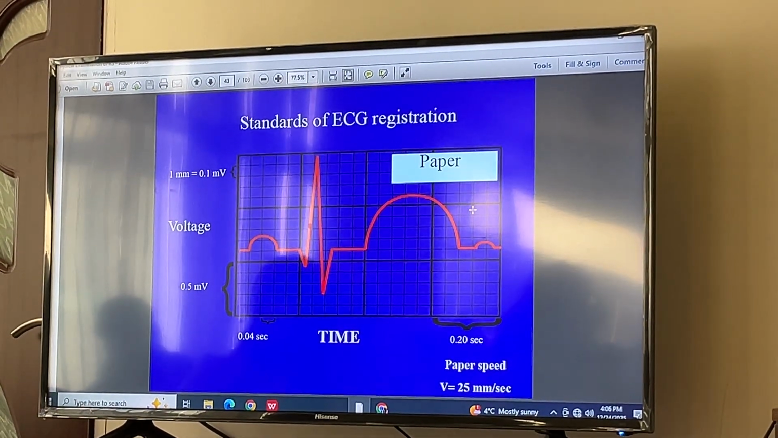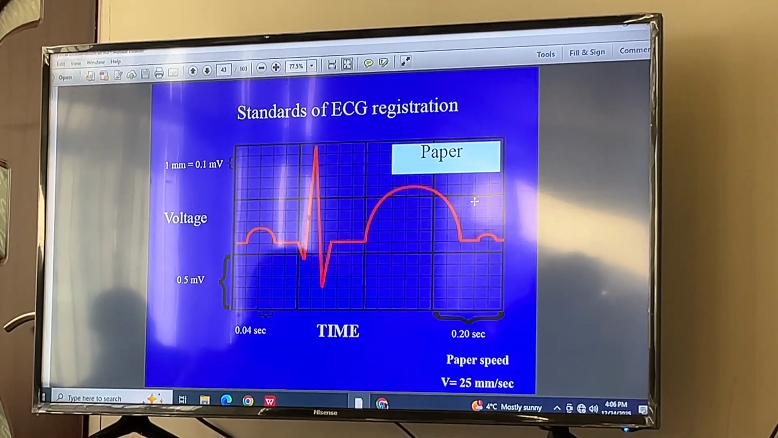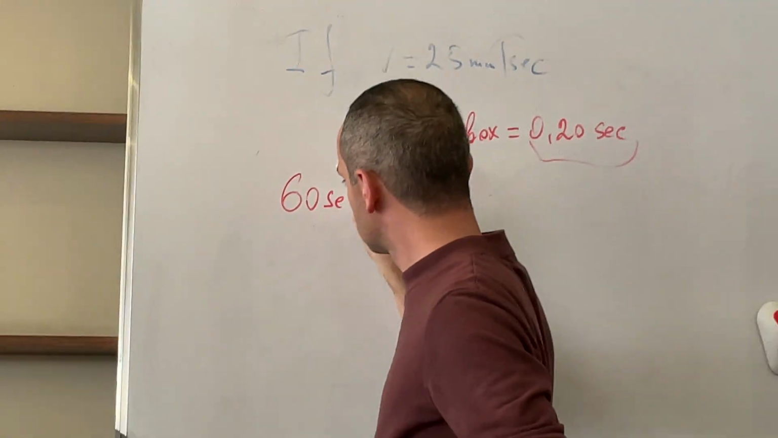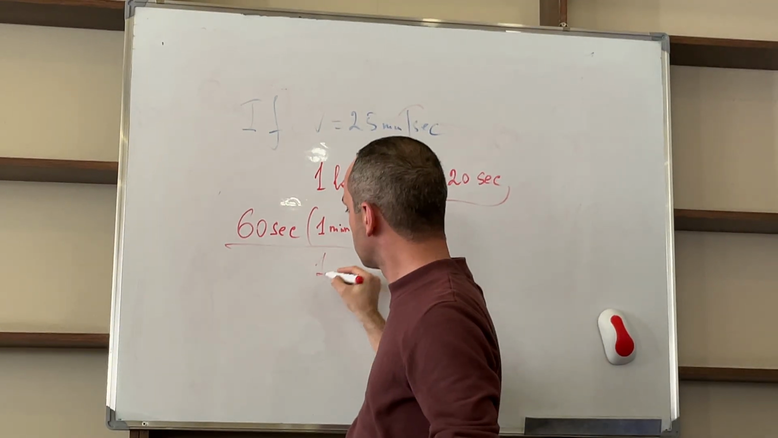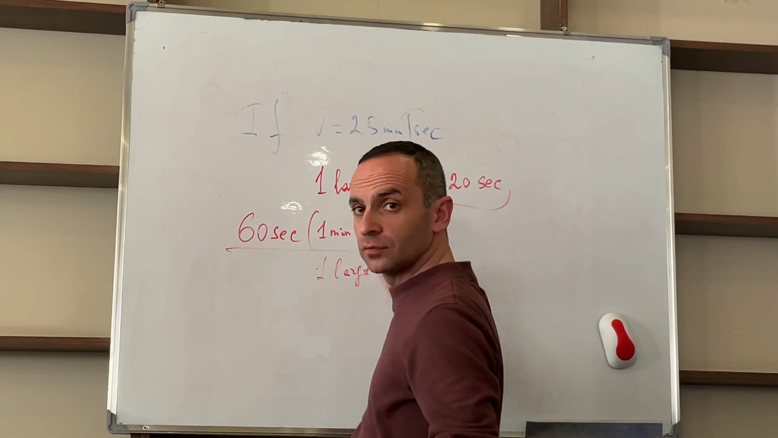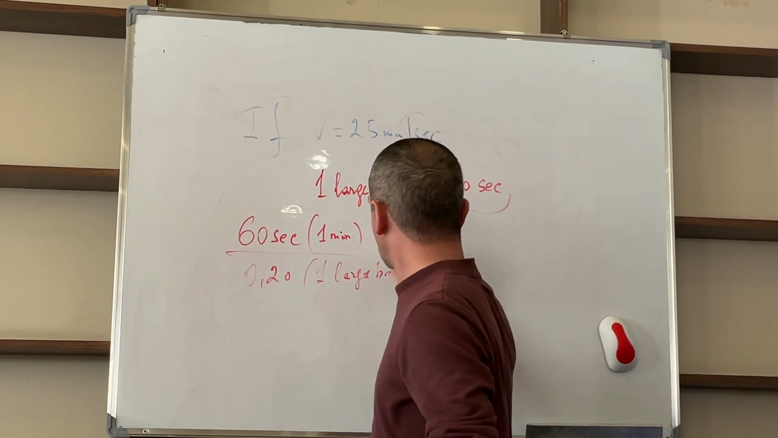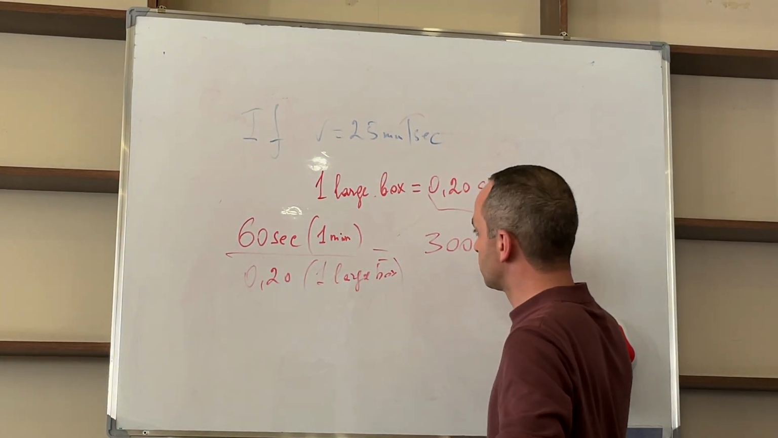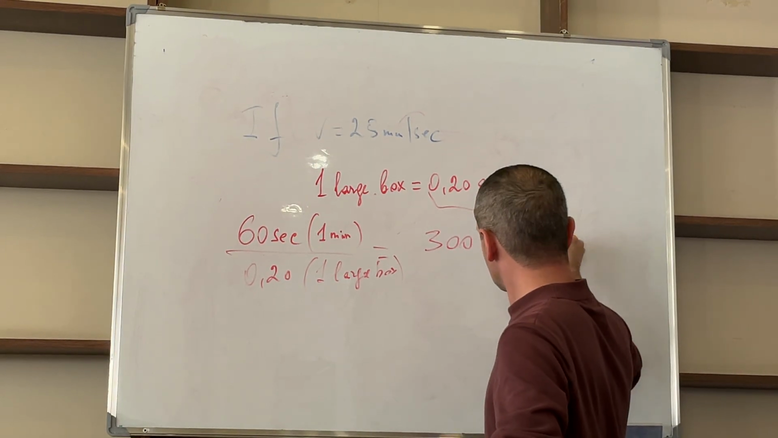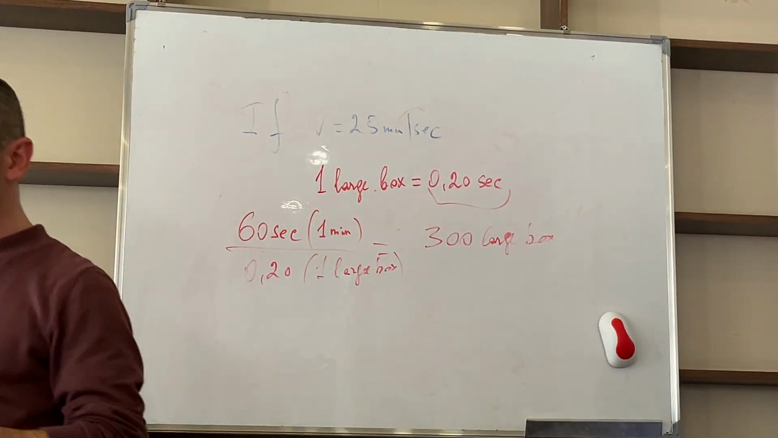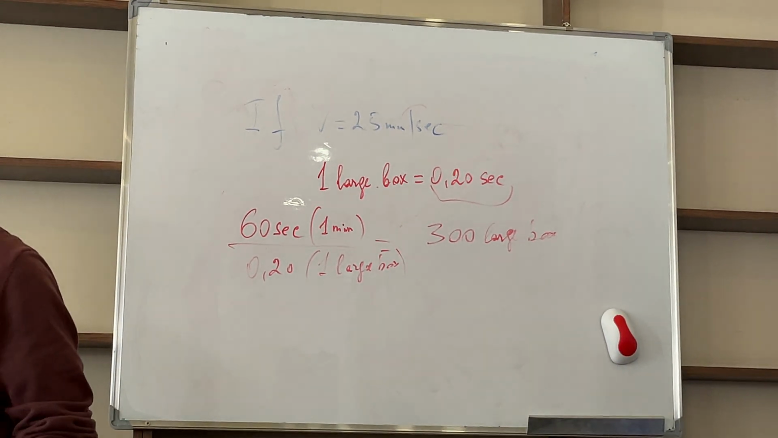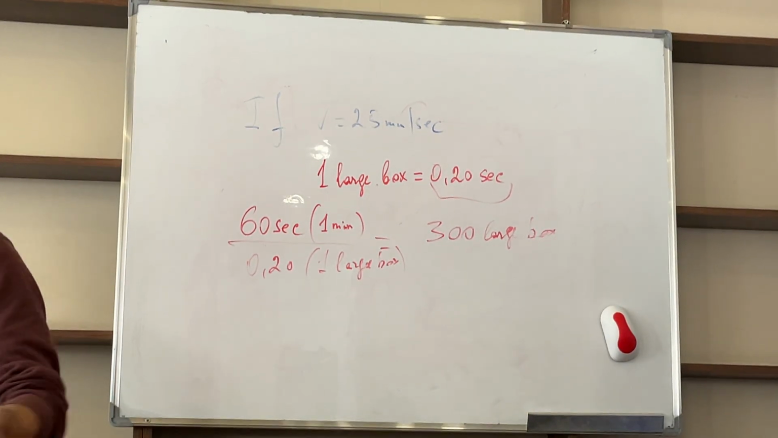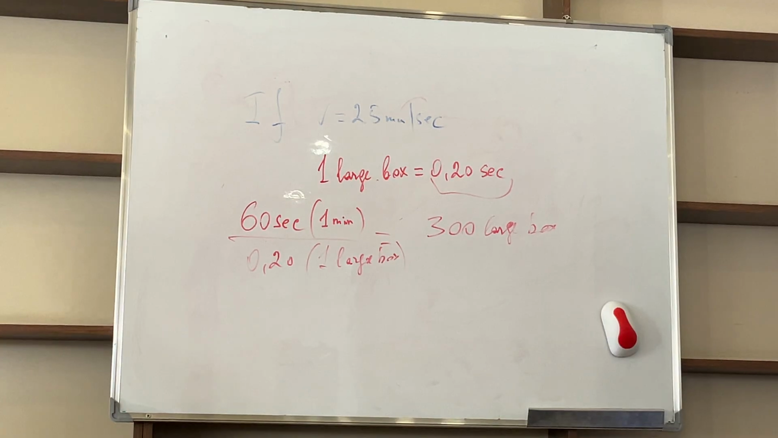Now we want to measure heart rate. Heart rate is beats per minute, in 60 seconds. Now, if we divide 60 seconds, 1 minute, by the duration of one large box, 0.2, I'll get 300 large boxes. So in 1 minute, if we don't stop the ECG, the ECG paper will bring out 300 large boxes, even if it's not connected with the patient, just blank. So 300 is the maximal number of large boxes in 1 minute.